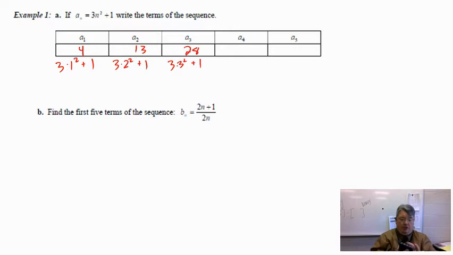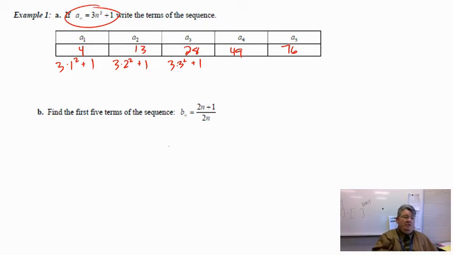Now I'm going to type it in my calculator. 3 times 4 squared plus 1 is 49. That goes there. A sub 5, put 5 into that formula. 3 times 5 squared plus 1. Type it in, I get 76. This is one that's harder to see and describe with the formula, but there it is. And there's the first few terms of my sequence.